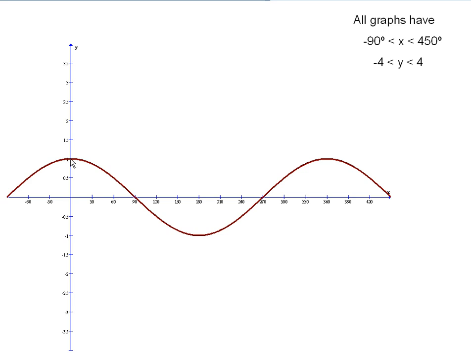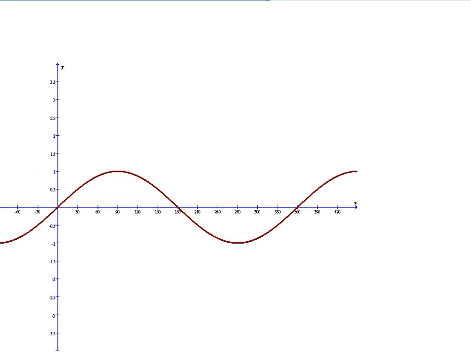It goes through 0, 1. It goes down and up. The period is 360 degrees. The amplitude from the center to the max is 1. So that's, of course, y equals cos x, a basis graph that you really need to know.